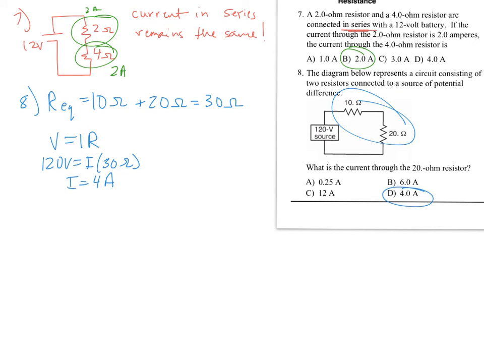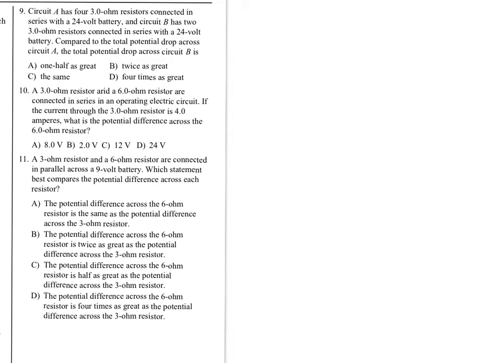Okie dokie. Next. Number 9. Circuit A has 4 3 ohm resistors connected in series with a 24 volt battery, and circuit B has 2 3 ohm resistors connected in series with a 24 volt battery. Compared to the total potential... Let's draw out circuit A. We've got 4 resistors in series with each other, and this is B, just 2 resistors in series.